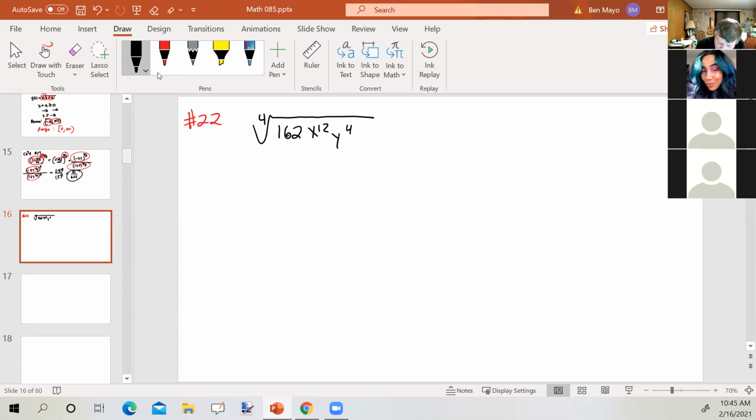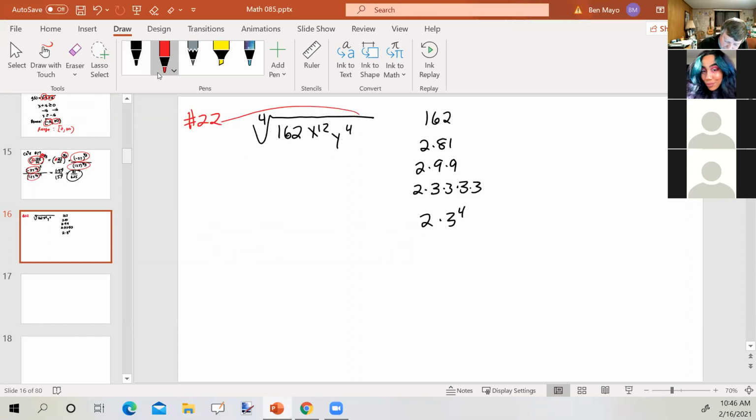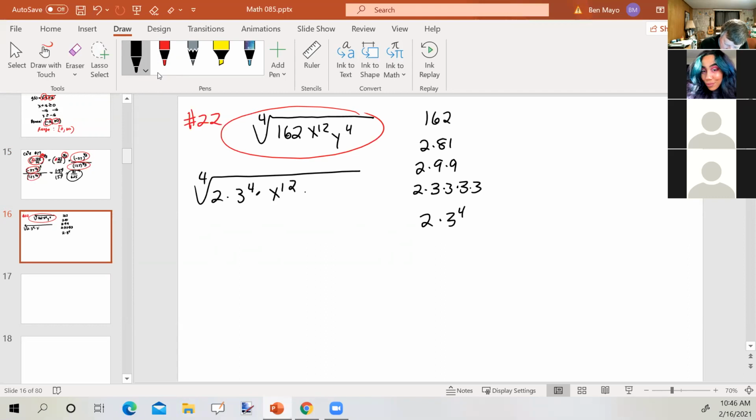Now, 162 is 2 times 81, which is 2 times 9 times 9, which is 2 times 3 times 3 times 3 times 3, which is 2 times 3 to the fourth power. I'm going to rewrite the original radical as the fourth root of 2 times 3 to the fourth times x to the 12th times y to the fourth.